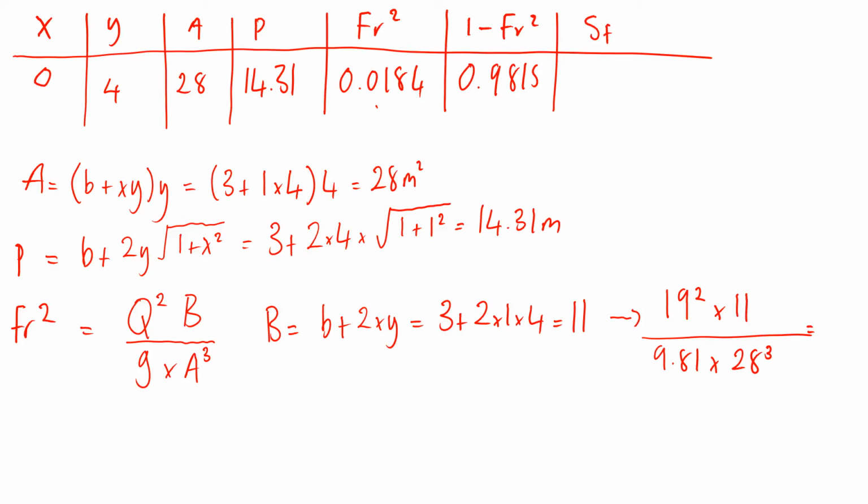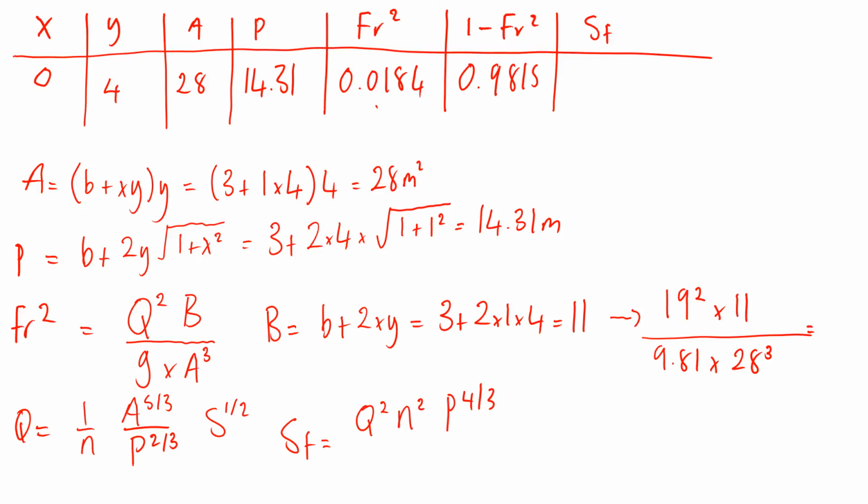Again, frictional slope is given by Manning's equation. Q equals 1 over n, area to the 5 over 3, P to the 2 over 3, S to the half. So if you rearrange this for S_f, you get Q squared n squared P to the 4 over 3, and then area to the 10 over 3.